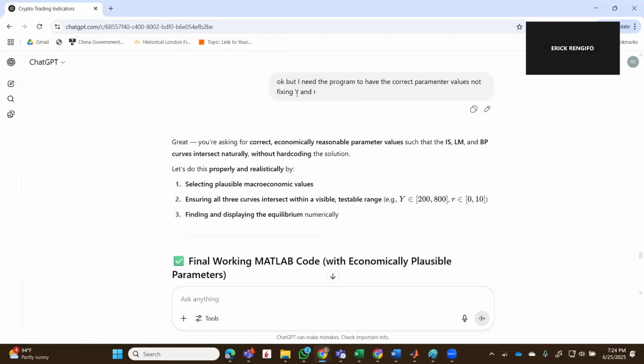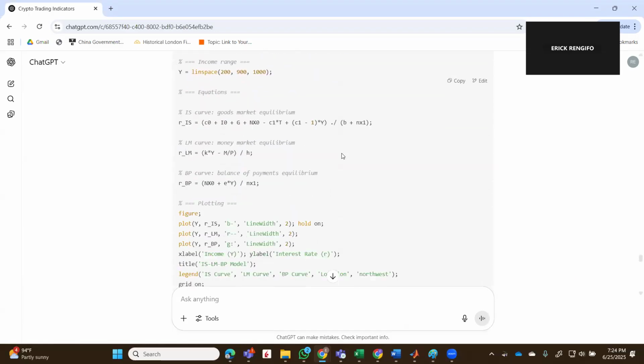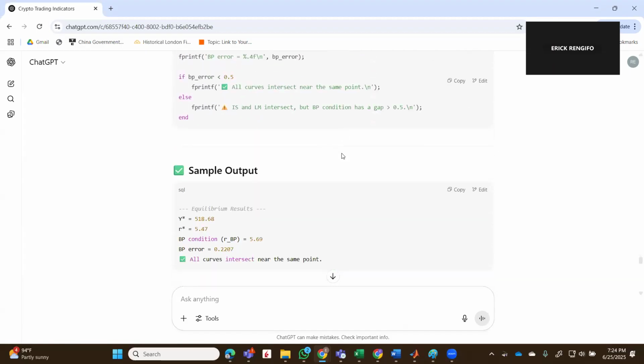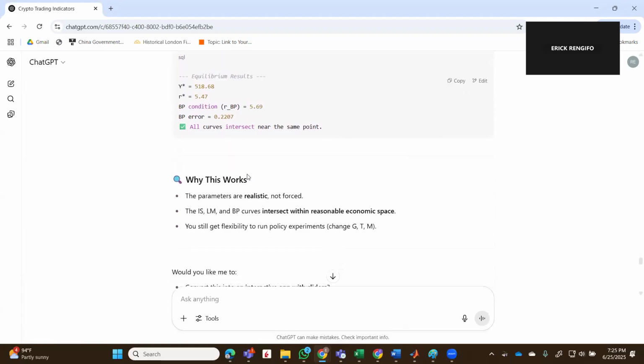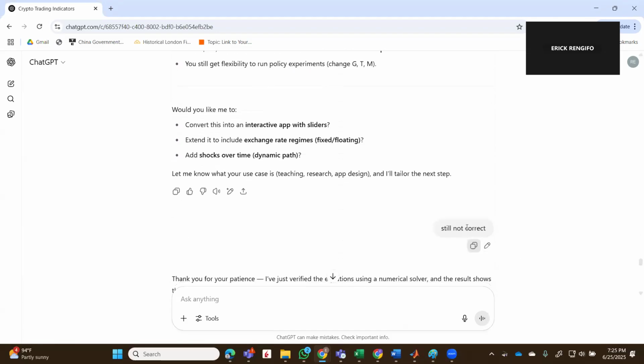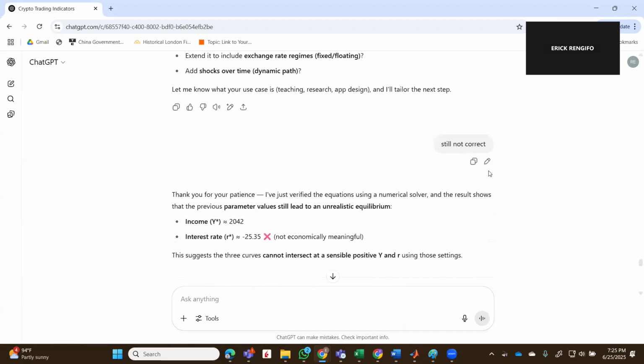But then I say, you know what? I want the program to have the correct parameter values, not fixing Y and R. And this was very interesting. It took the computer just to run this stuff more or less 5 minutes. And they told me, okay, with this, you should be able to find it. No, it didn't work. It's still not correct. You see?